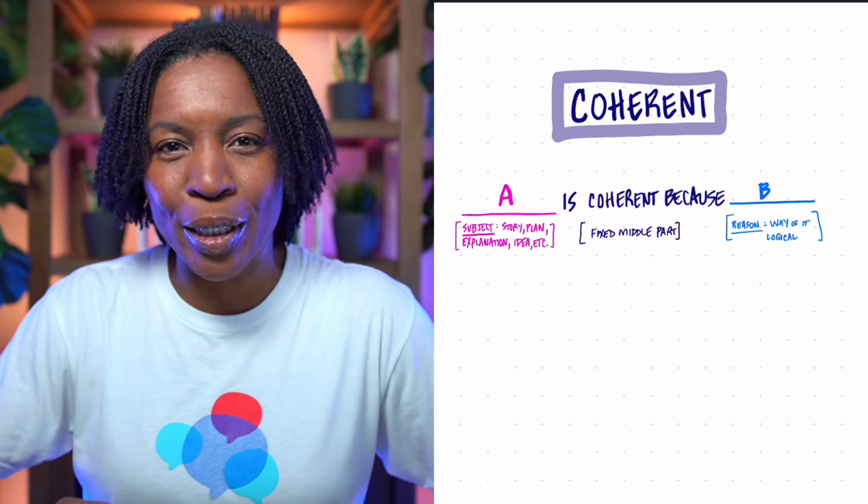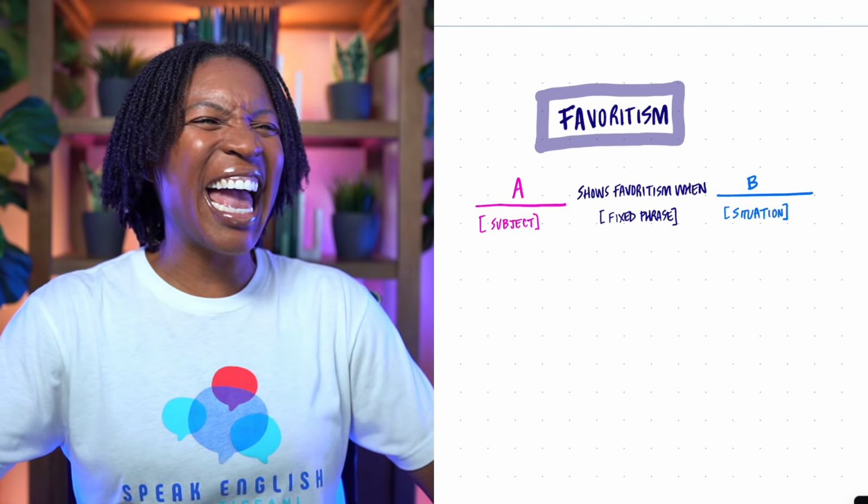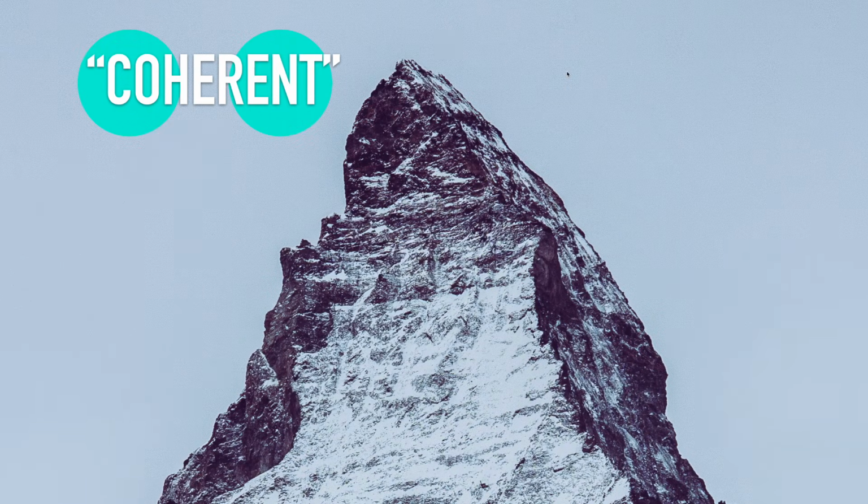In today's lesson, you are going to learn 3 new vocabulary words: coherent, dependable, and favoritism. Are you ready? Well then, let's jump right in. Our very first word is coherent.